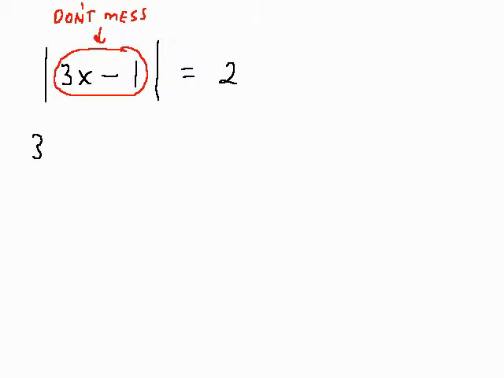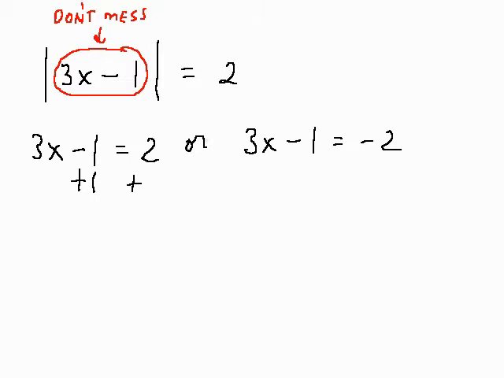Just leave it alone. To get your answers, just take whatever's in there and set it equal to 2, or take whatever's in there and set it equal to -2, because what's inside that absolute value has to be 2 units from 0. So that will get you your 2 answers. So we have 2 basic equations to solve for x now, so let's keep going. Add 1 to both sides, 3x equals 3. Dividing by 3, x equals 1. So there's our first answer.